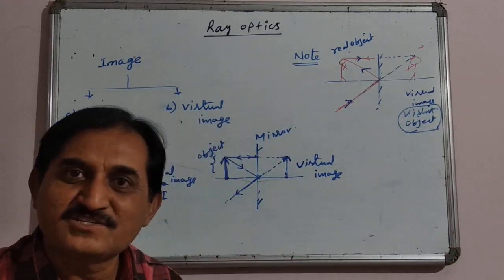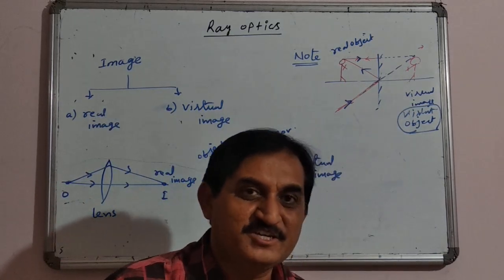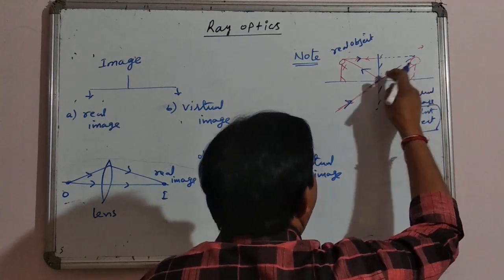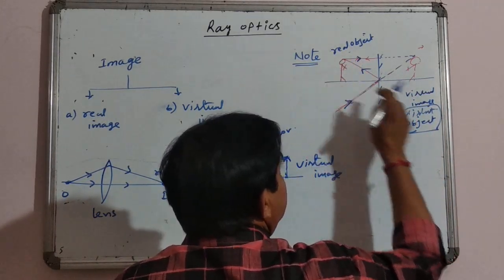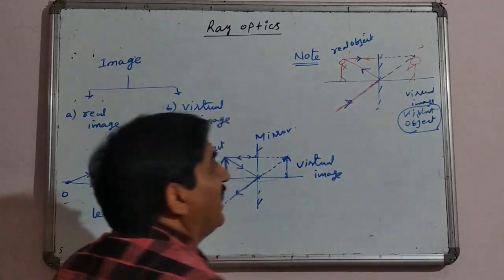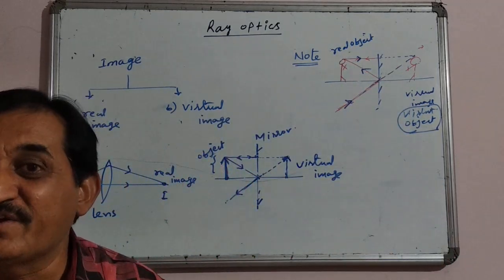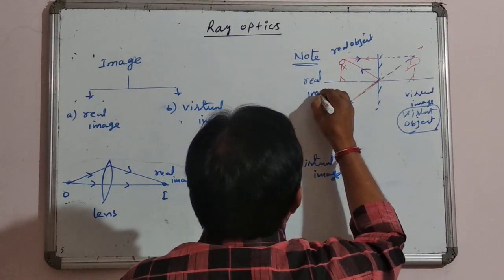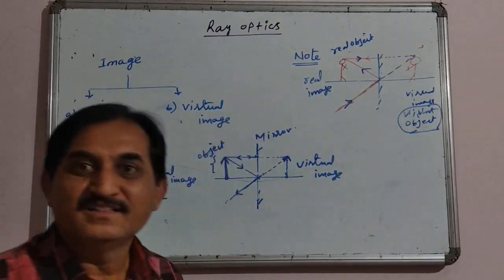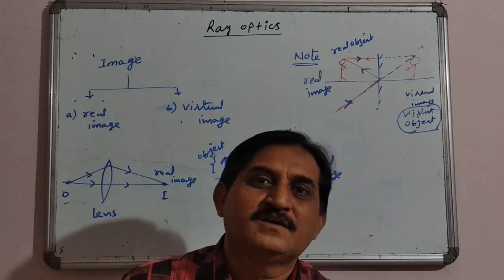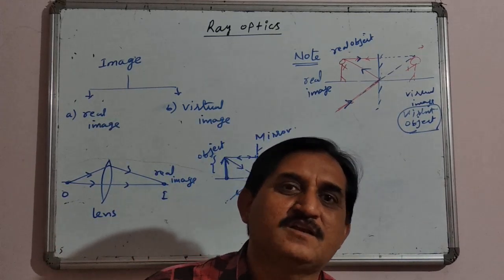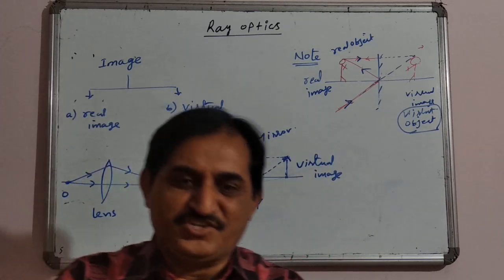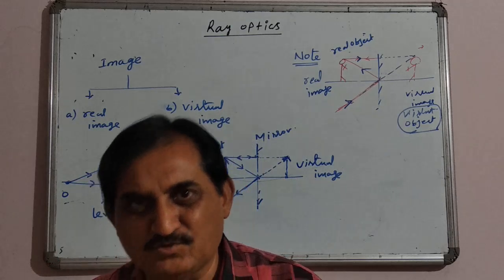Earlier it was a virtual image. Now it is a virtual object. And the corresponding virtual object is giving an image that is real. Earlier it was a real object. Now it is a real image. Very simple. Just by reversing the light, we can understand that image and object are interchanged. It's a very simple logic to understand.